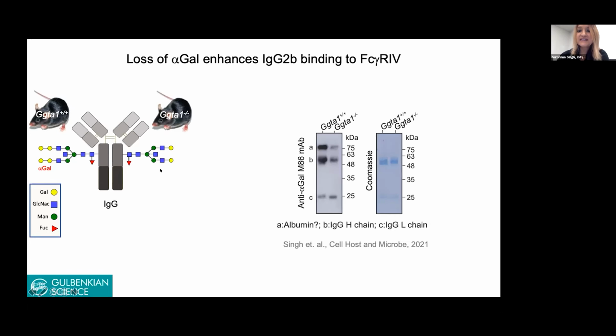This turned out to be indeed true, as shown by the Western blot analysis here, where we see decreased signal in the heavy chain of the knockout mice. Now, we therefore asked whether loss of alpha-gal from the Fc-IgG glycan structure modulates IgG effector function. Since these IgGs were IgG2b, we then asked whether it influences binding to its cognate receptor, Fc gamma receptor 4.